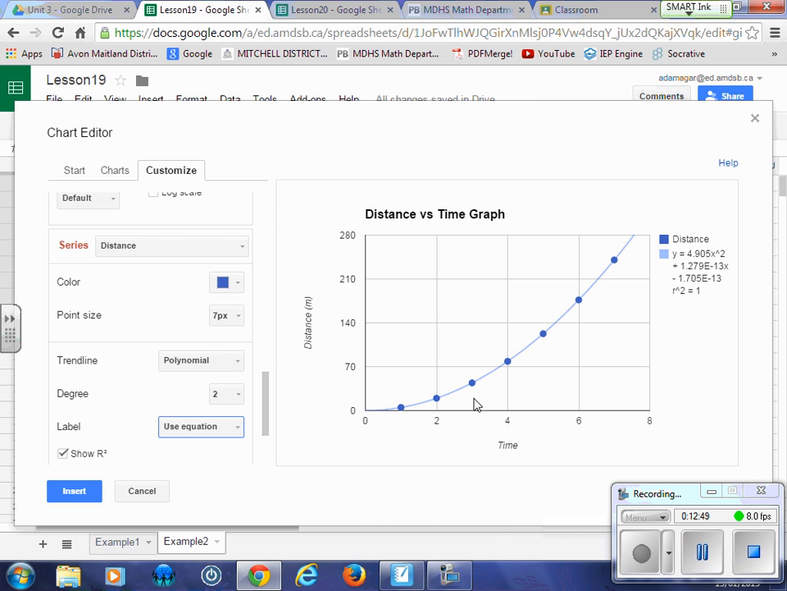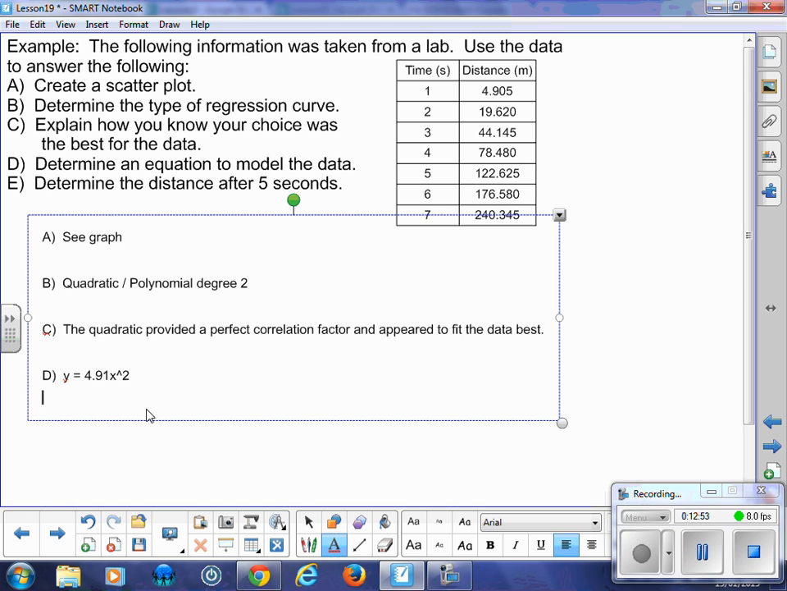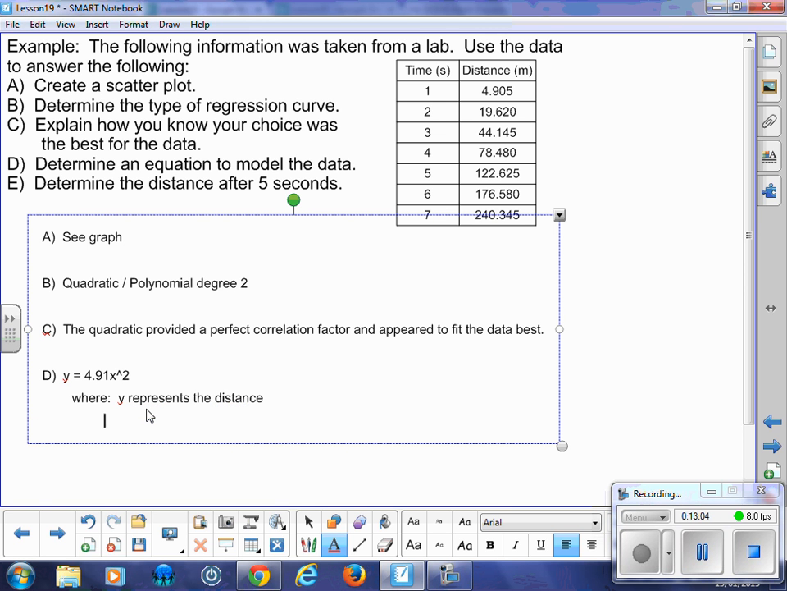So we're going to leave that as the equation right there, 4.91x squared, where y represents distance and x represents the time. So for people that have taken physics, this is just your y equals 1/2 at squared formula, where v1 is 0. For those that didn't take physics, you don't have to worry about it at all.